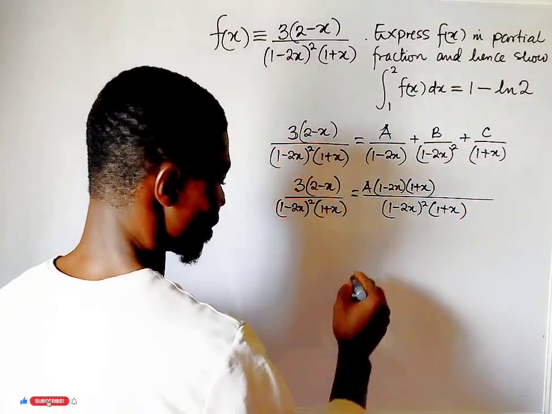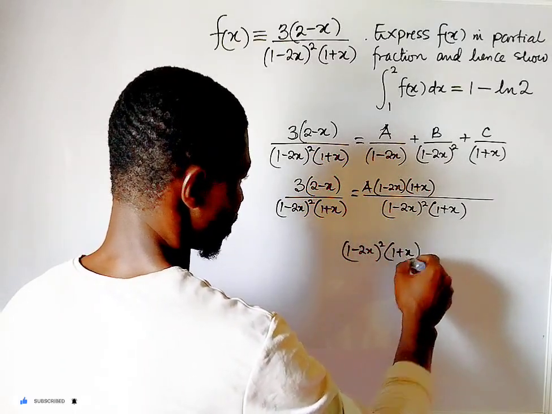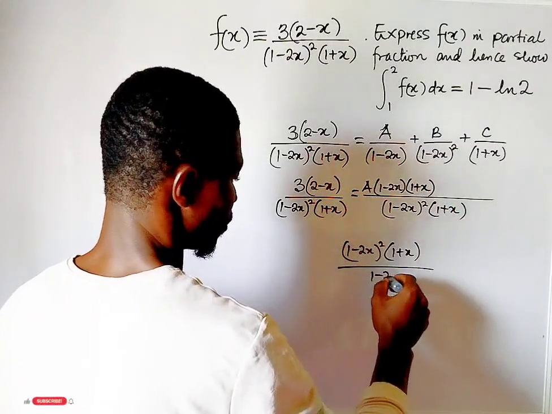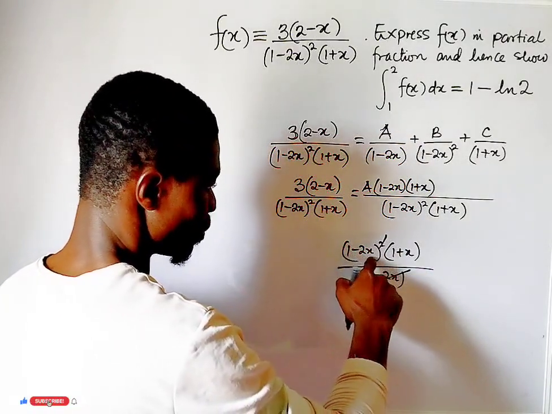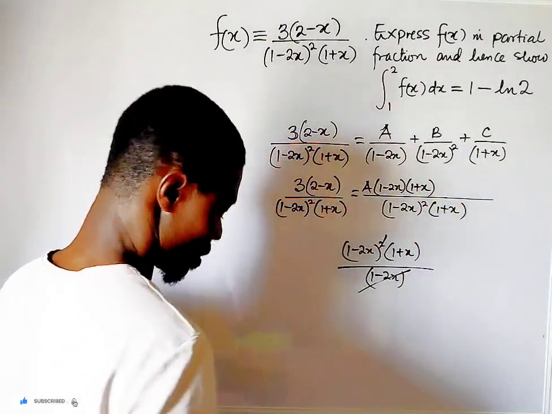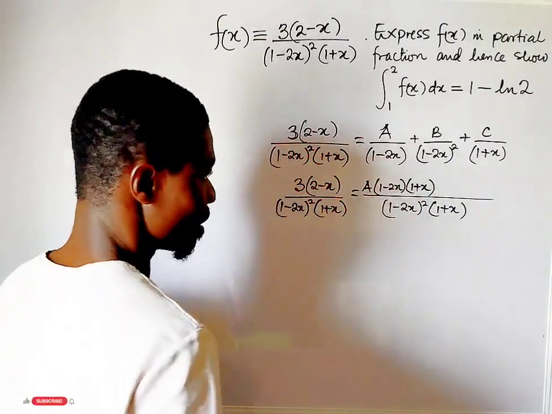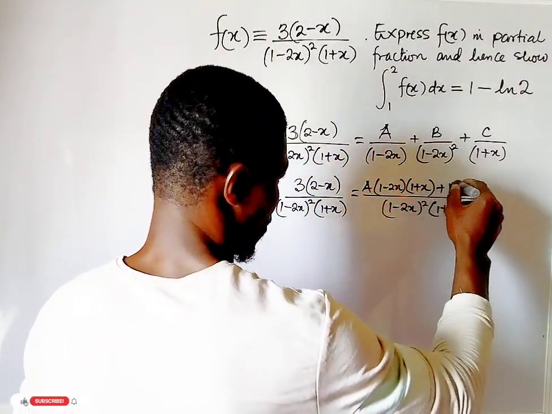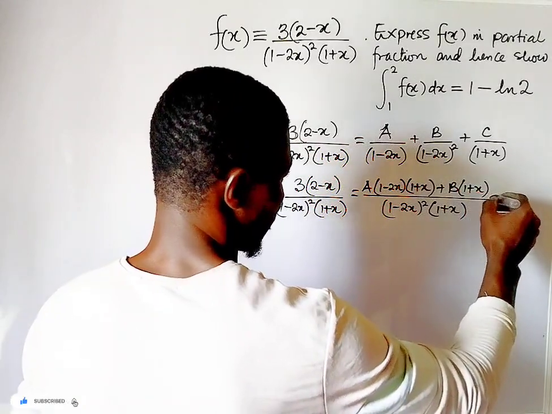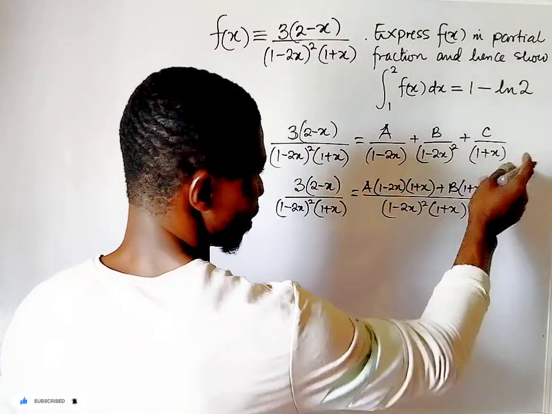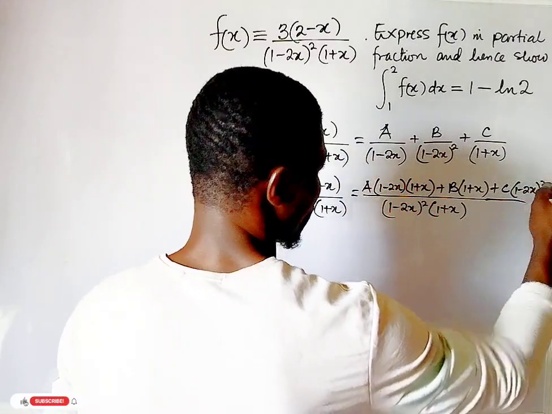You might be wondering, how did I get that? So here you have 1 minus 2x all squared into 1 plus x all over 1 minus 2x. Now when we eliminate this, we are left with 1 minus 2x, then times a, which gives us what I've just written on the board, okay? Now the same thing applies to b. So for b, we eliminate this, and we are left with 1 plus x, then plus c, the whole of this we eliminate, and here we have c into 1 minus 2x all raised to the power of 2.